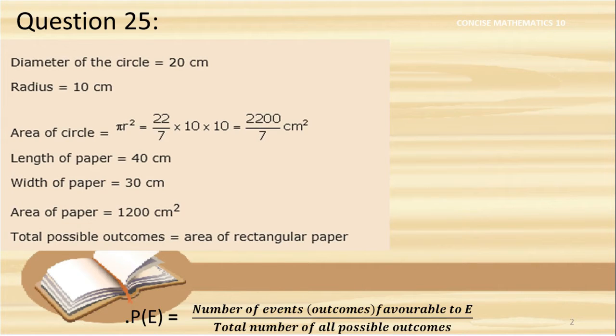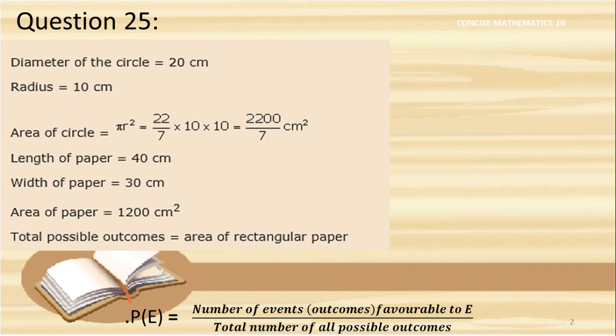Question number 25. A circle with diameter 20 cm is drawn somewhere on a rectangular piece of paper with length 40 cm and width 30 cm. This paper is kept horizontal on a tabletop, and a very small dice is dropped on the rectangular paper without looking towards it. If the dice falls and lands on the paper only, find the probability that it will fall and land inside the circle and outside the circle.